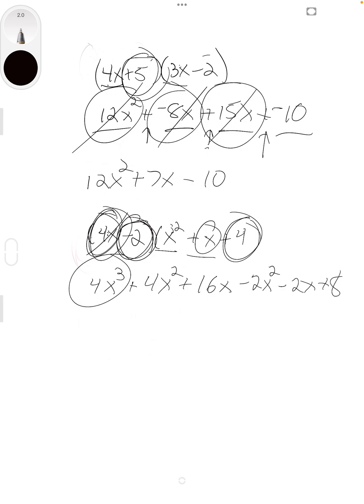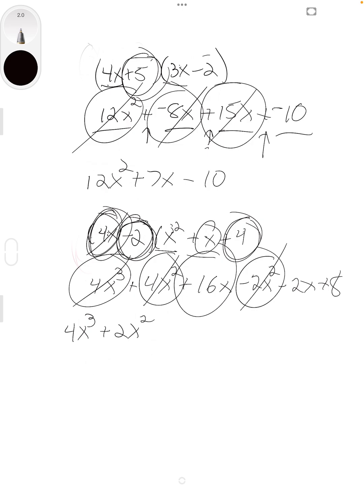Then I just, look, I have a 4x to the third. That's all those. I have a 4x squared and a negative 2x squared. Just add those, I get 2x squared. I have a 16x and a negative 2x. That's 14x. And I have an 8. That's the answer to that.